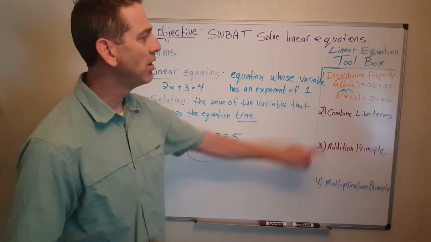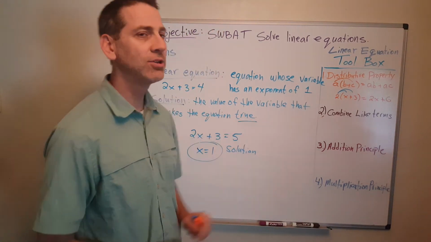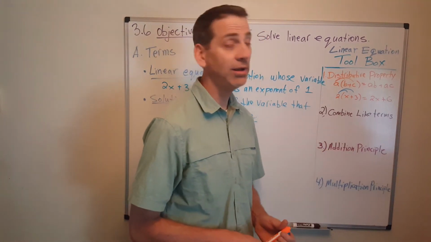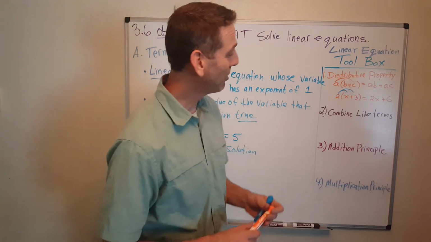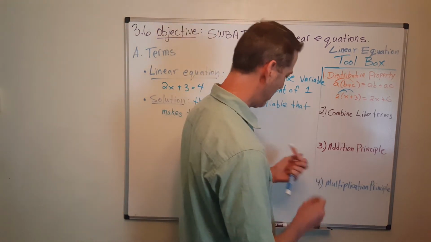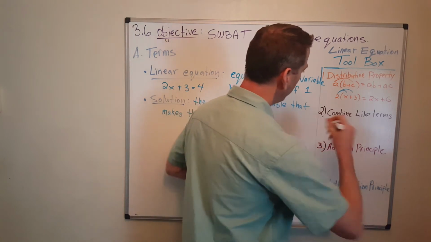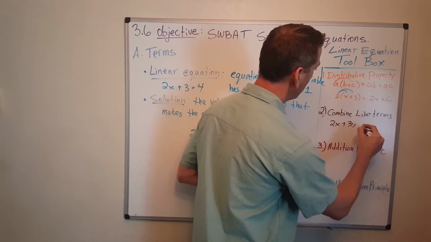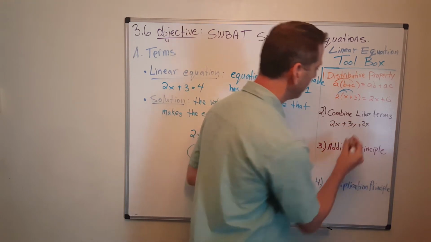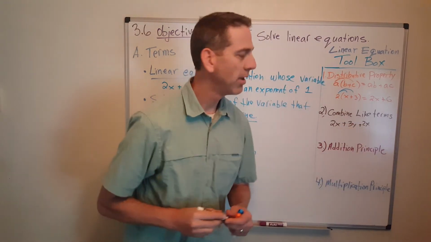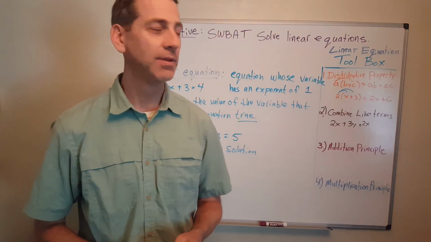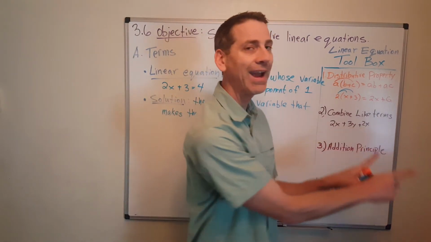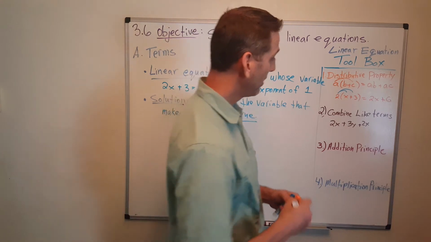Secondly, combining like terms. A like term is, well, they're just terms that are alike. So, for example, if I had 2x plus 3y plus 2x, do you see any like terms there? Well, these two 2x terms are alike. Why? Because they both have an x in them.